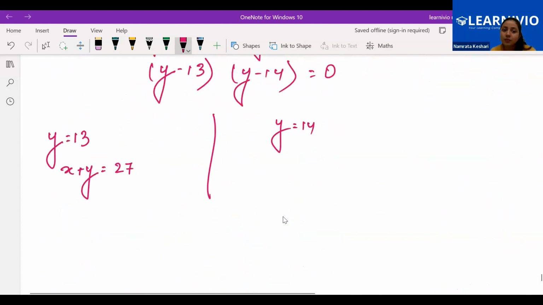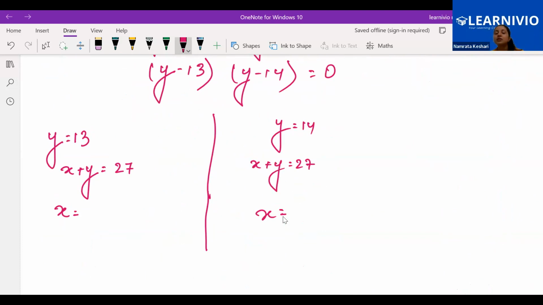27. Here we will be substituting this y value. Here also x plus y is equal to 27. I will be substituting the y value. Here also I'll be getting one x value. Here also I'll be getting one x value. And these are the two possible pairs. The first pair x and y can be this and this. And the second pair x and y can be this and this. This is how we are going to get the answer.